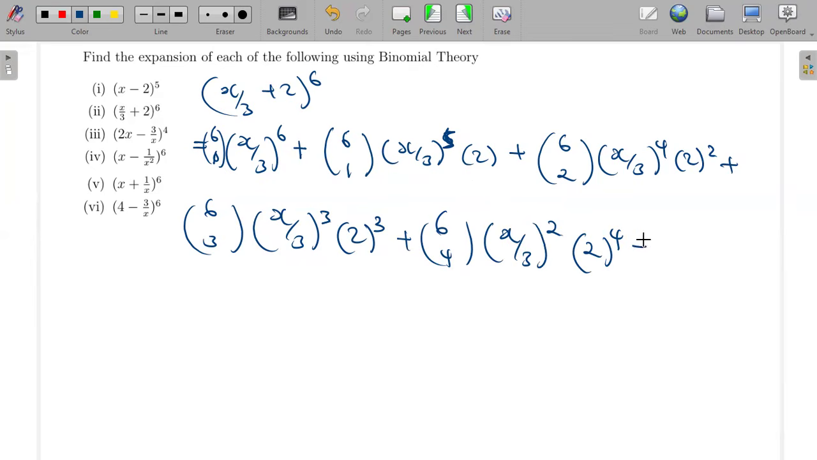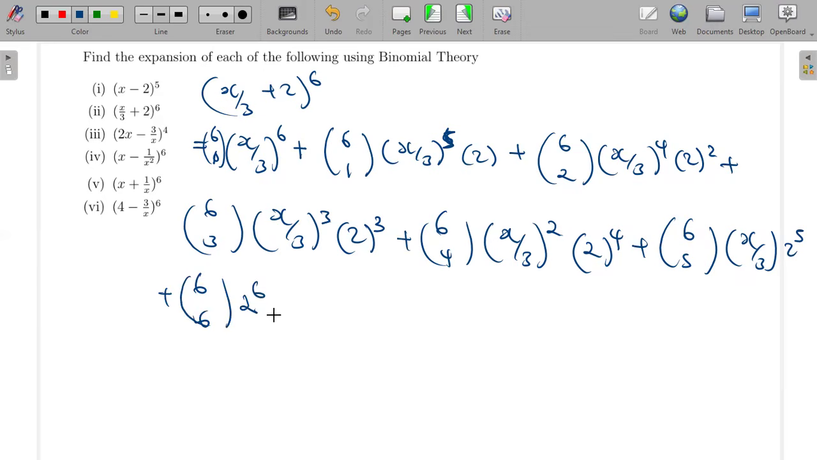Then you have plus 6 choose 5. Then that is x over 3 to the power of 1. And then you have 2 to the power of what? Power 5. Then plus 6 choose 6. Then you have that to the power of 0. And then you have 2 to the power of what? 6. Okay, so this is what you're going to get.